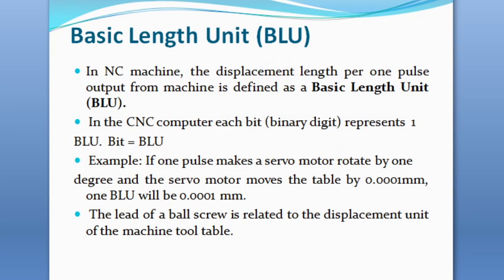Example, if one pulse makes a servo motor rotate by 1 degree and the servo motor moves the table by linear movement 0.0001 millimeter, 1 BLU will be 0.0001 millimeter. The lead value of the ball screw is related to the displacement unit of the machine tool table.